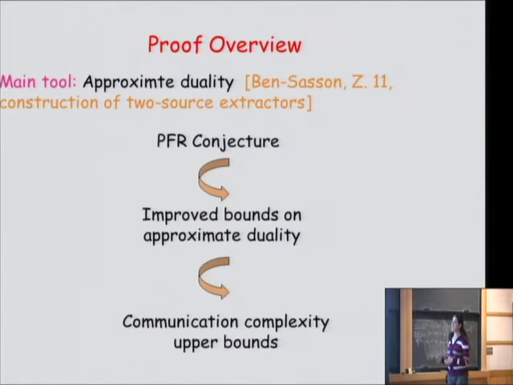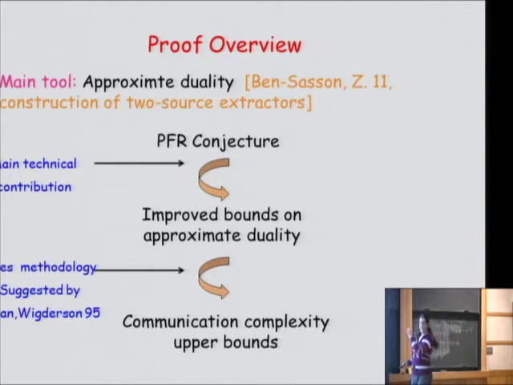And the way our proof goes is the following. First we prove that the PFR conjecture implies improved bounds on approximate duality. And we then use these improved bounds on approximate duality to achieve improved upper bounds on the communication complexity. The first part is the main technical part of the paper. And the second part uses an approach suggested by Nisan and Wigderson in a paper from '95 for making progress on, or even resolving, the log-rank conjecture.